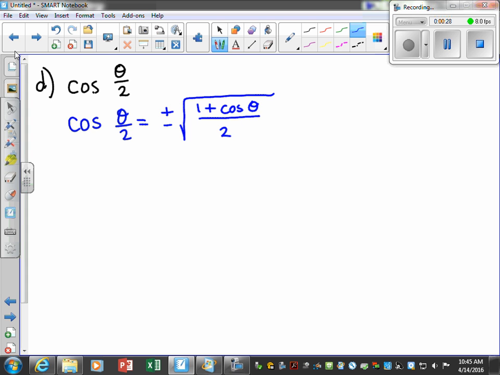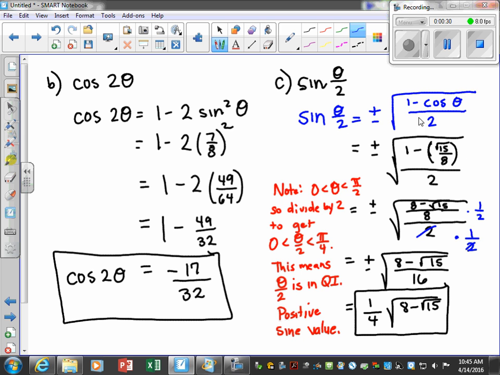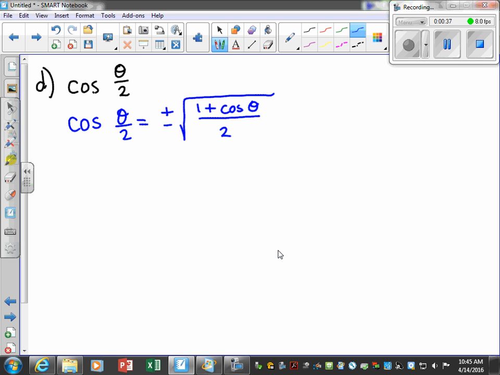Which is very similar. So what was our sine of theta over 2? 1 minus cosine of theta divided by 2. So we could think it's going to be close to a similar answer. But let's see how that works out.